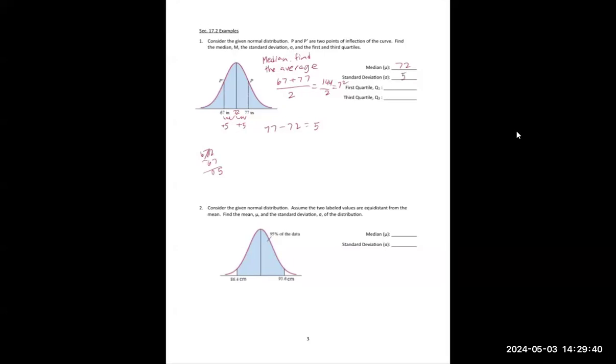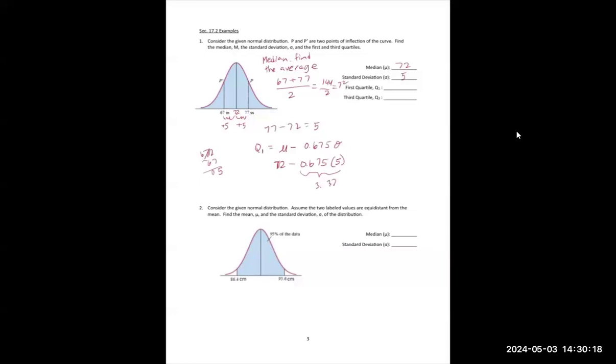Okay, then do the first quartile. The first quartile, also Q with a subscript of 1, is the mean minus 0.675 times the standard deviation. So now I plug in what I know to be my mean, that's 72, or median, minus 0.675 times the standard deviation, which is 5. We follow order of operations here. So I do 0.675 times 5.